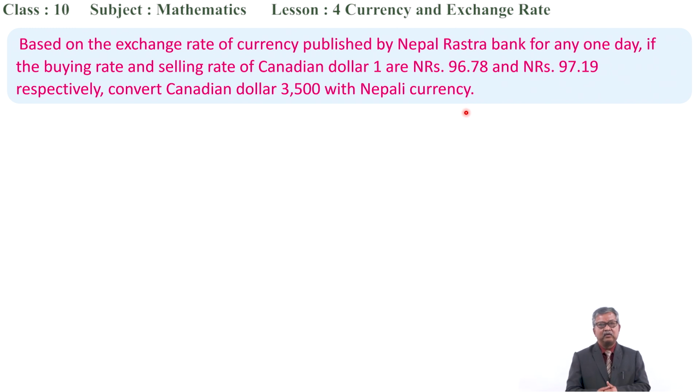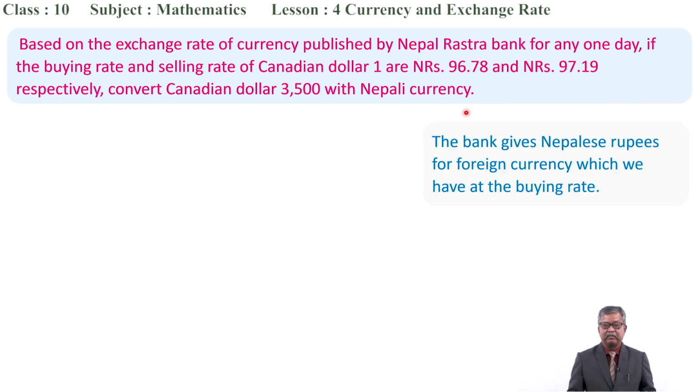So here also we have the foreign currency, and that foreign currency we have to give to the bank. It means the bank purchases. So which rate does the bank use? Buying rate. So we can say that the bank gives Nepali rupees for the foreign currency which we have. That's why the bank uses the buying rate. So what is the buying rate of 1 Canadian dollar? 1 Canadian dollar buying rate is 96.78.